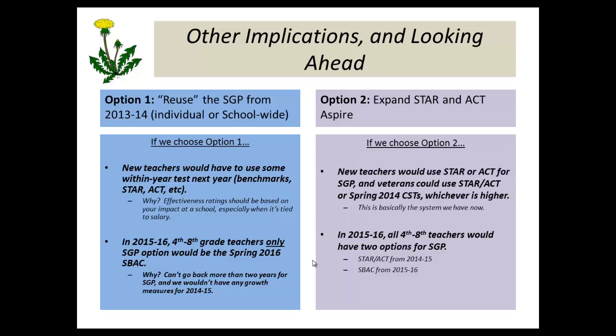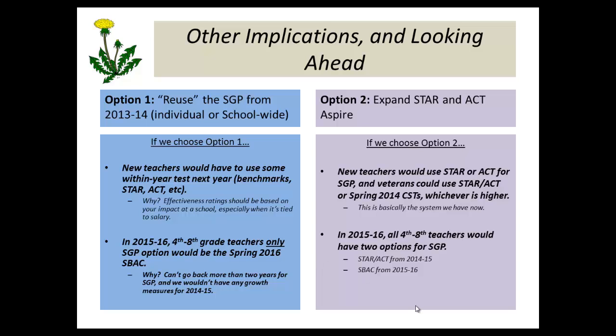For option 2, things to think about. Next year, new teachers would use STAR or ACT for their SGP, and veterans could use either the STAR or ACT, or you could reach back and use the spring CSTs from this year, whichever is higher. This is basically the same system that we have now, where new teachers only have 1 year of data, and so that's their only choice for their SGP, whereas veteran teachers, anyone who's been here 2 years, gets to use either this year or last year.